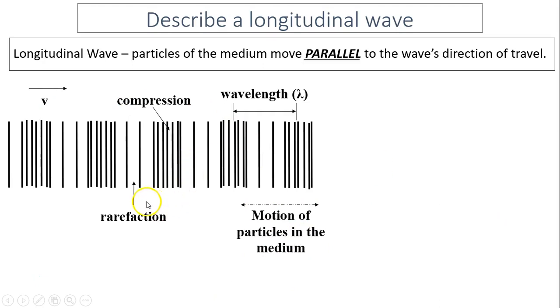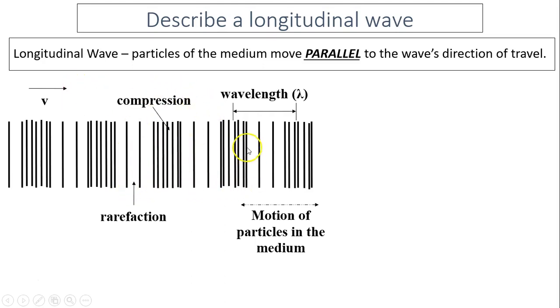Here, the new vocabularies, instead of crest and trough, are compression and rarefaction. Compression is when all the particles are compressed together. Over here you have high pressure, or you can see on the slinky, all the rings are compressed together. Rarefaction is when they are all stretched out. In the air, that means that point is a low pressure point, and over here is a high pressure point.